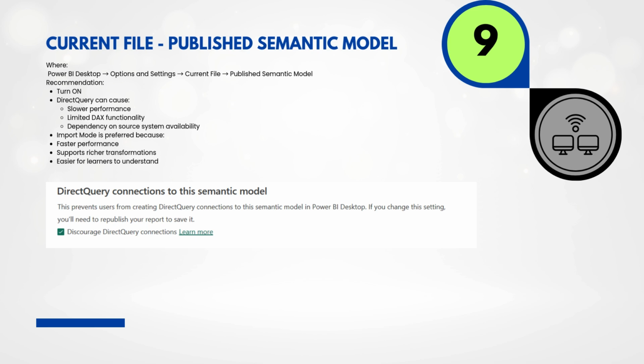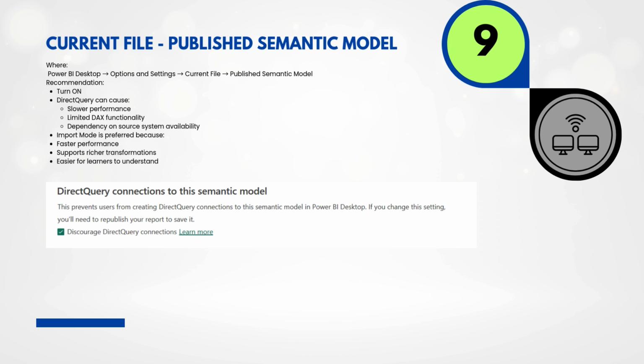You will find this under Options and Settings, Current File, Publish Semantic Model. This is where you control how your dataset behaves once it's published. DirectQuery means Power BI goes back to the source system every time you interact with a visual. That might sound like real-time magic, but here is the reality.